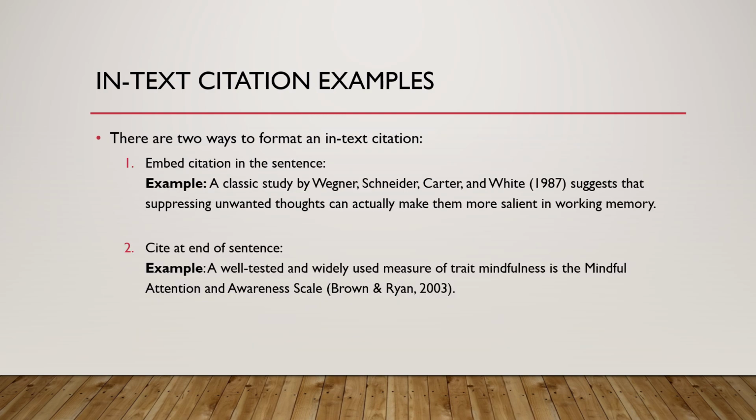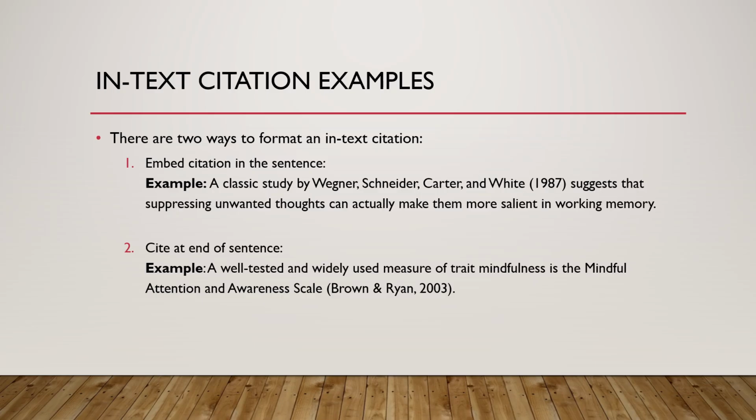For example, here are two ways that you might see in-text citations while you're reading. The first one is an embedded citation in the sentence. You might see: a classic study by Wegner, Schneider, Carter, and White in 1987 suggests that suppressing unwanted thoughts can actually make them more salient in working memory. Here, talking about the authors is part of the sentence, and then you have the year of the publication in parentheses. You don't include the journal name or the title of the article, just those authors' last names and then the year in parentheses.